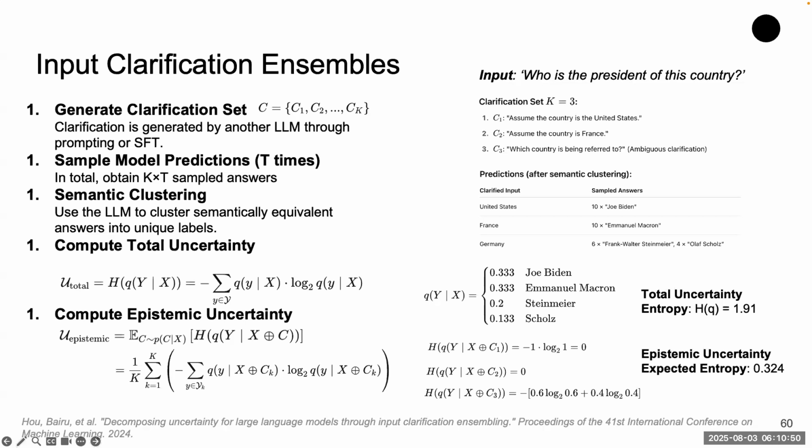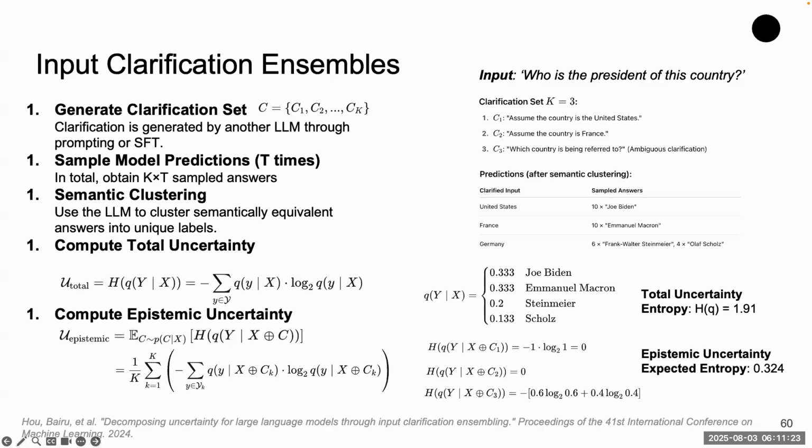You are calculating the entropy within that cluster. So for the first clarification set, it's very dense. All of them are Joe Biden. And then for the second one, all of them are Macron. And for the third one, it's a little bit diverse and has certain entropy larger than 0. And then this expected entropy is going to be something like this, right?